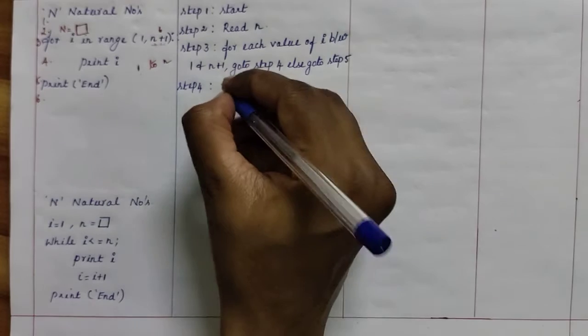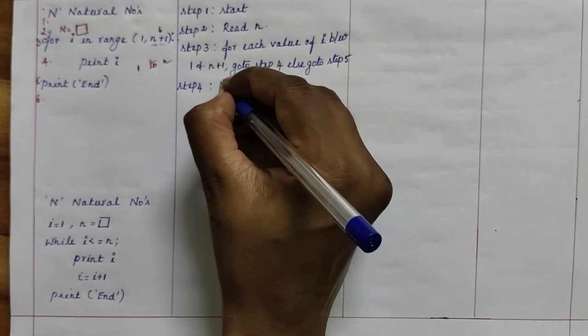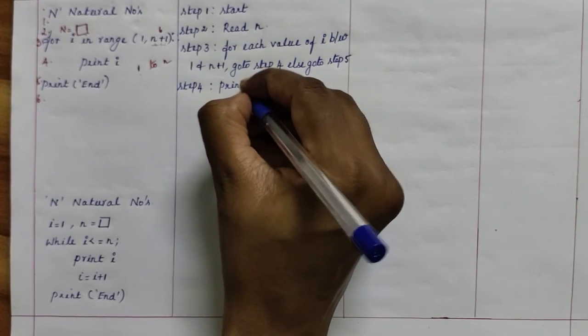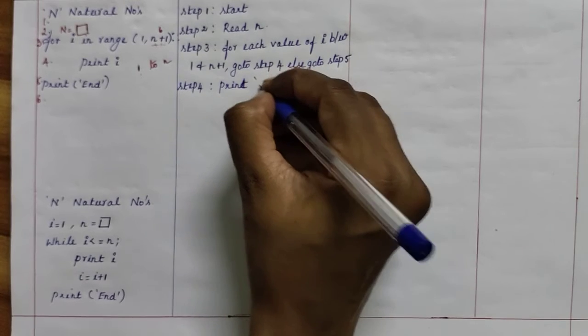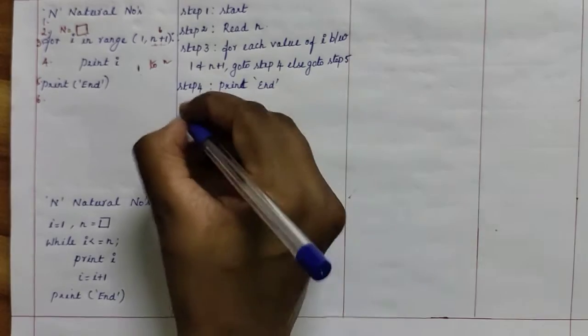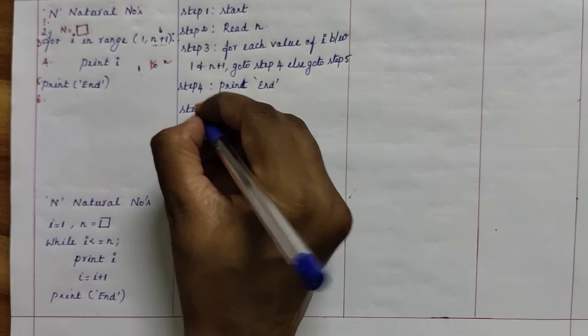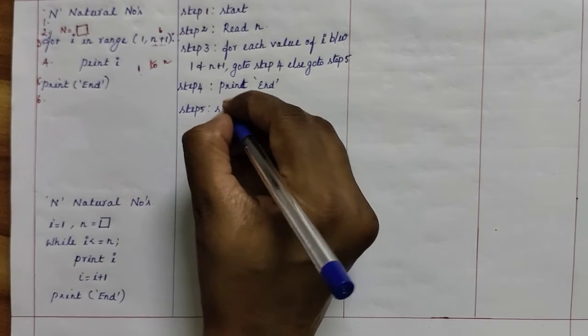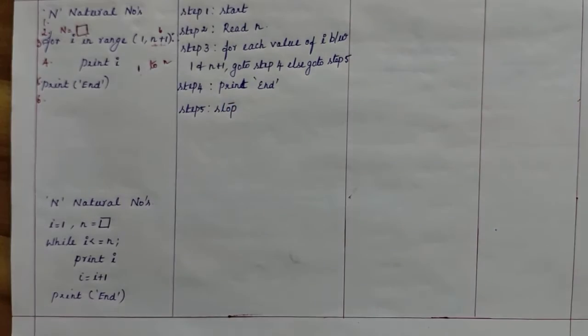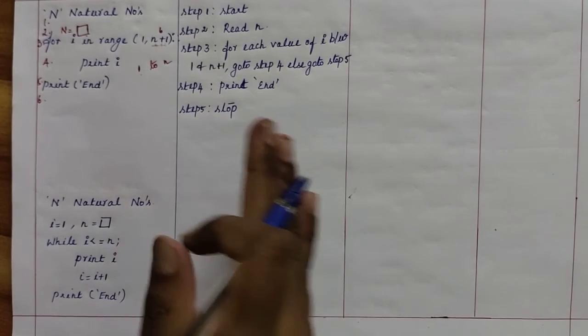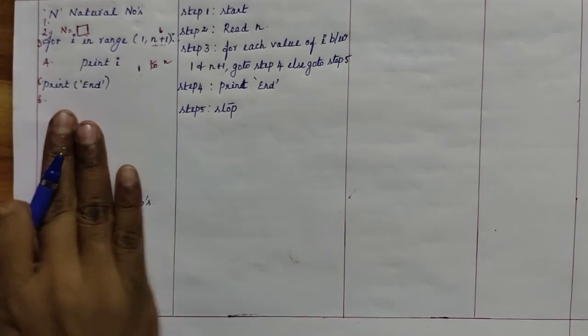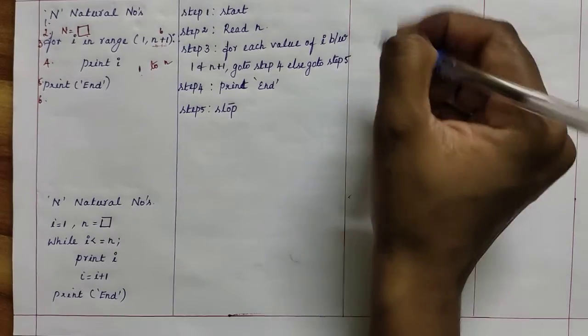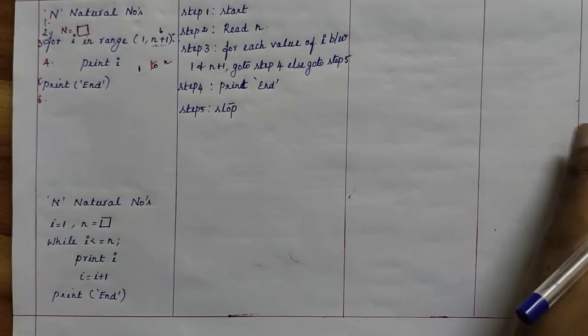So what is our step 4? Print i, and our last step is stop. That's all. This is the algorithm for this logic. Next we are going to see the flowchart.